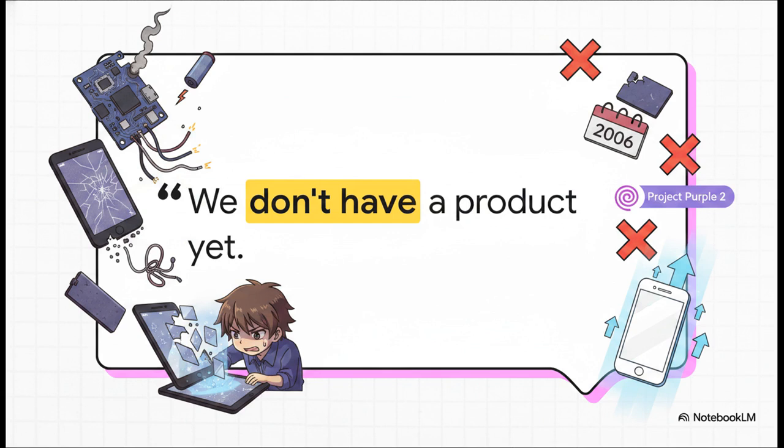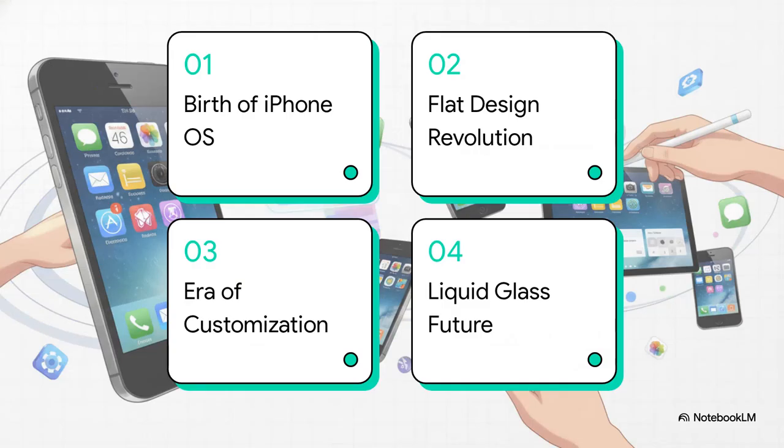The phone constantly dropped calls, the battery stopped charging way too early, and apps just routinely corrupted. In a rare moment of terrifying calm, Jobs just looked at the room and delivered a stark reality check. He said, "We don't have a product yet." It is just wild to think that the entire foundation of modern mobile computing started with such a high-stakes, disastrous prototype. To make sense of this nearly 20-year history, we're going to break it down into 4 distinct eras: the birth of iPhone OS, the flat design revolution, the era of customization, and finally, the liquid glass future.